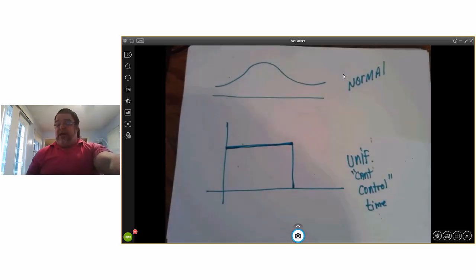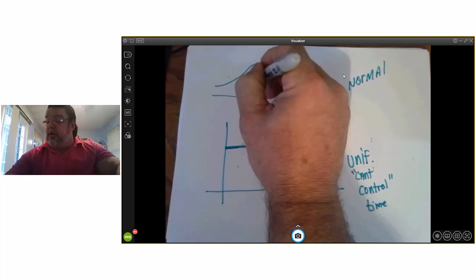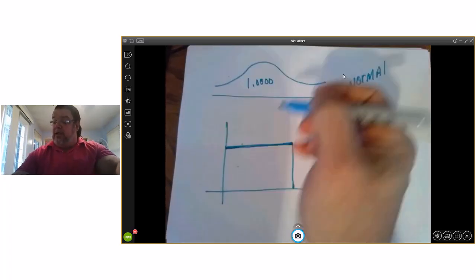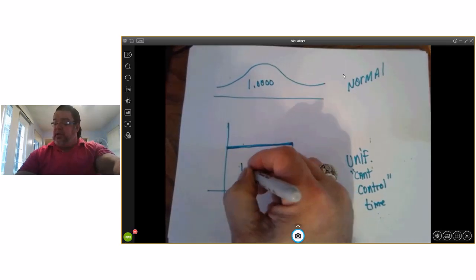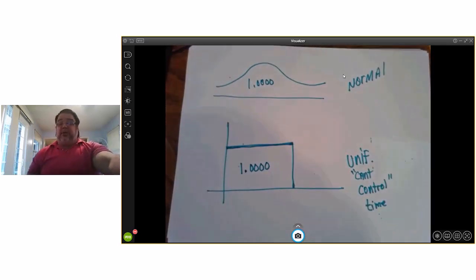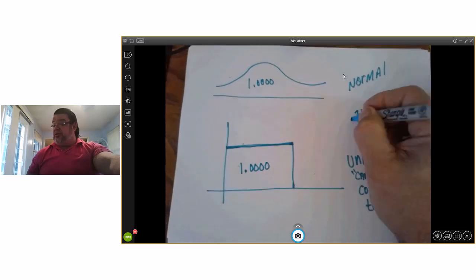Now, how do you use the uniform distribution? Well, first of all, the area under the curve is always going to be 1. Now, I use 4 digits because anything 4 digits is area. Write that down. 4 digits is area. So if you see 0.2134, you know that's an area.